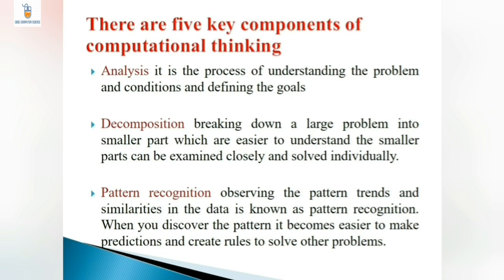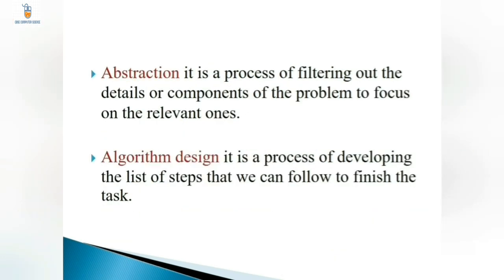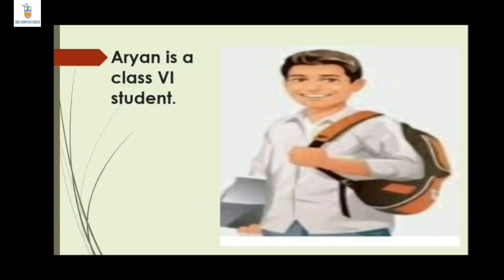Third is pattern recognition. Observing the patterns, trends and similarities in the data is known as pattern recognition. When you discover the pattern, it becomes easier to make predictions and create rules to solve other problems. The next component is abstraction. It is a process of filtering out the details or components of the problem to focus on the relevant ones. Algorithm design is a process of developing the list of steps that we can follow to finish the task. So in abstraction, we keep the relevant information and hide the irrelevant ones.